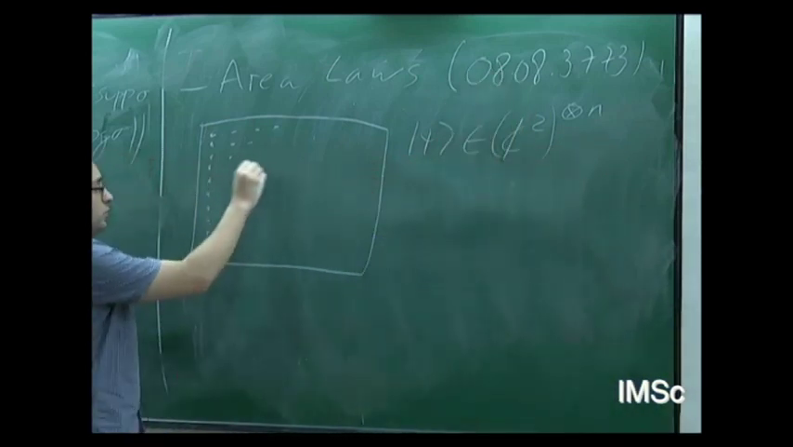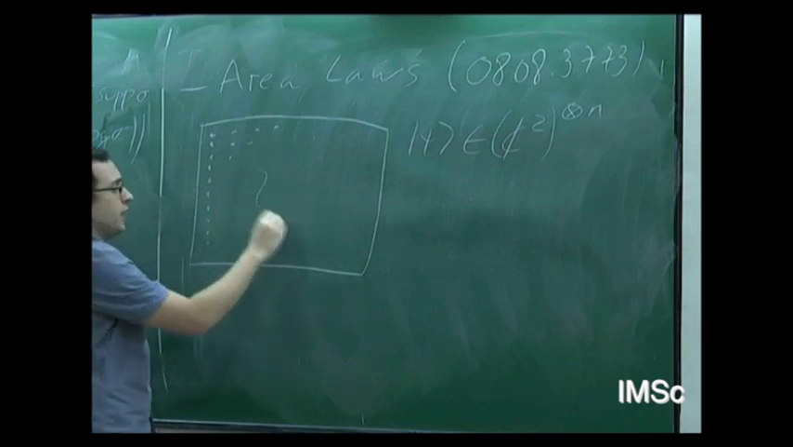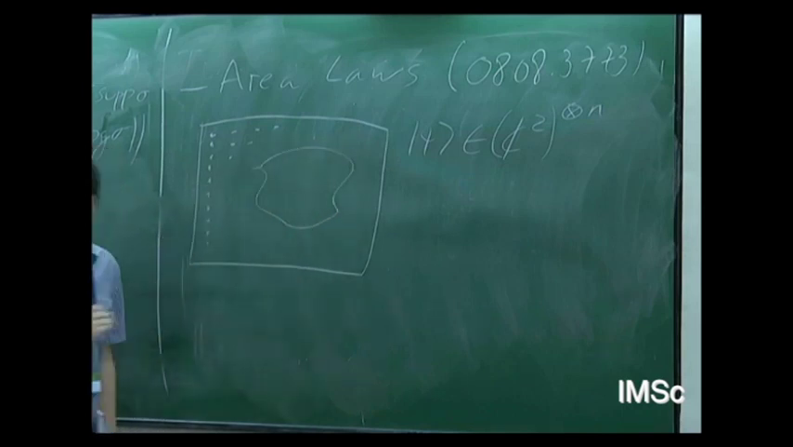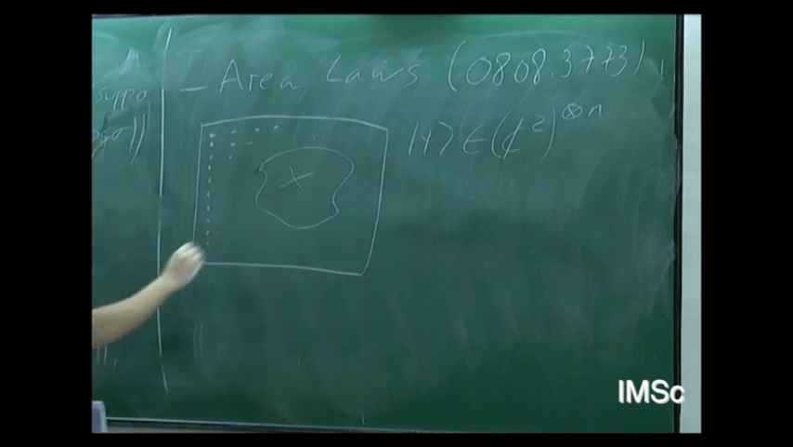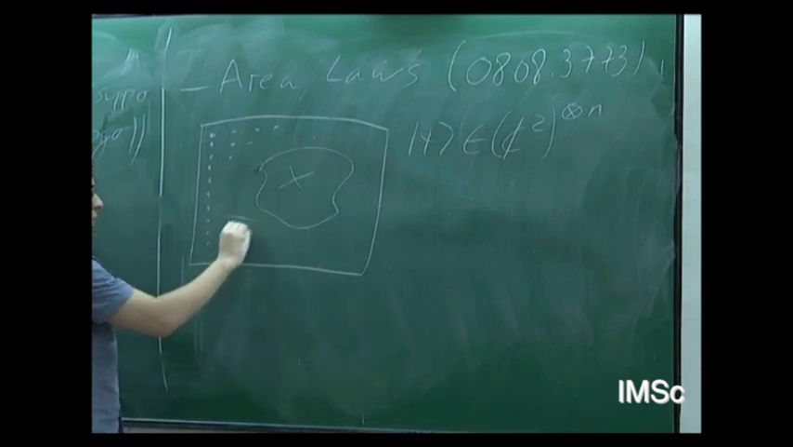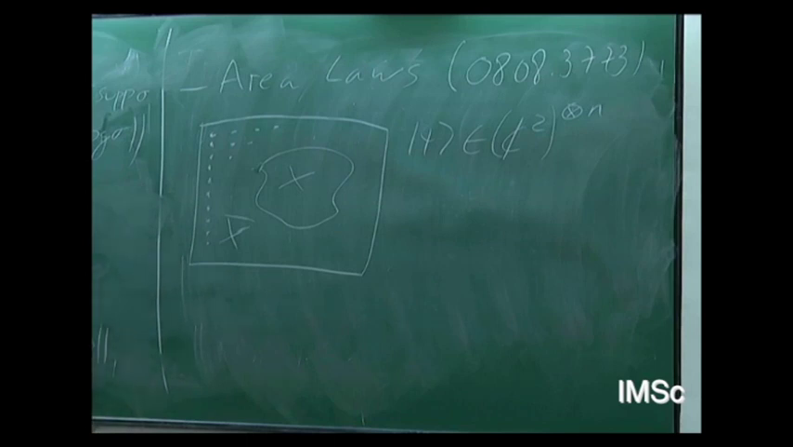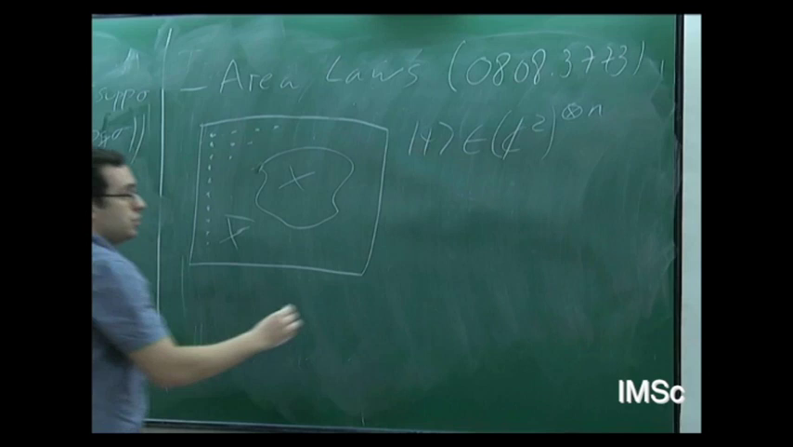So what's the definition? Suppose the definition is the following. We just choose any region we want here, a connected region, and we call this x. And the complement, I will call x bar. It's some convention.